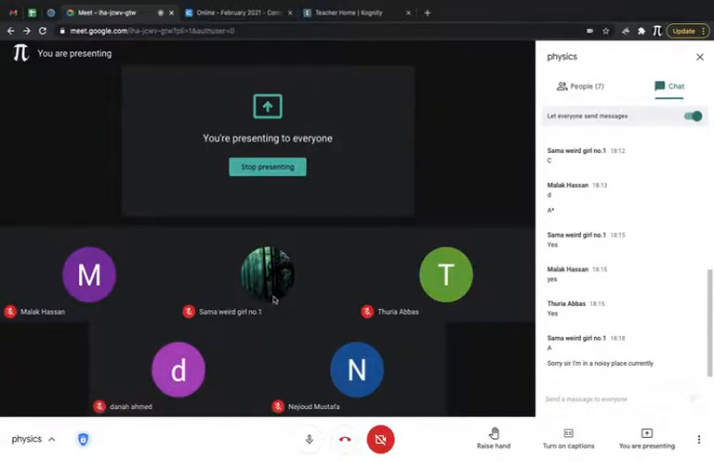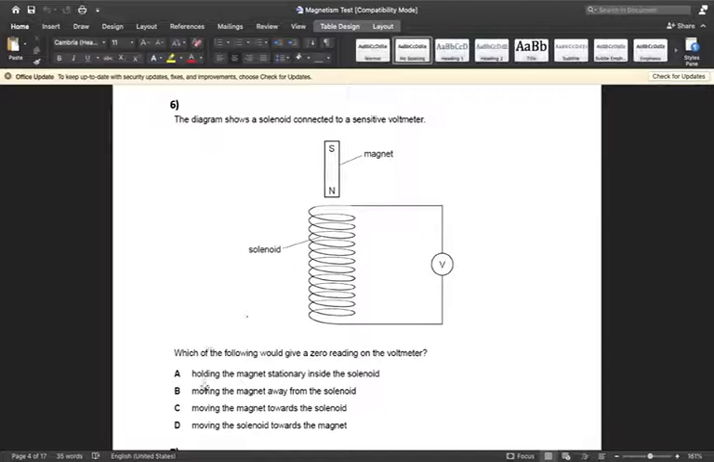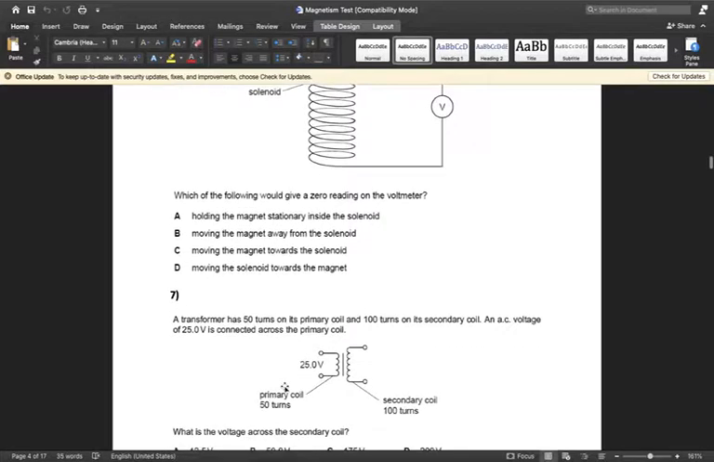The answer is A because when the magnet is stationary, there is no changing magnetic field. There is no cutting of magnetic field lines. That's why the voltmeter gives a zero reading. But when I move the magnet away from the solenoid, there is a changing magnetic field. When I move the magnet towards the solenoid, there is also a changing magnetic field. Even when I move the solenoid towards the magnet, the same thing happens. But if the magnet is stationary, there is no changing magnetic field, so the voltmeter would give a zero reading. Good one, Sama, thank you.